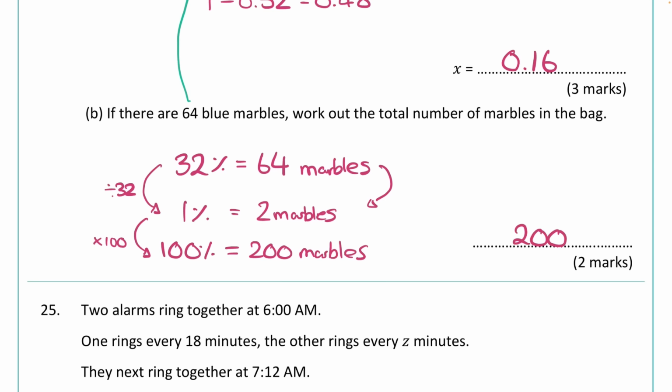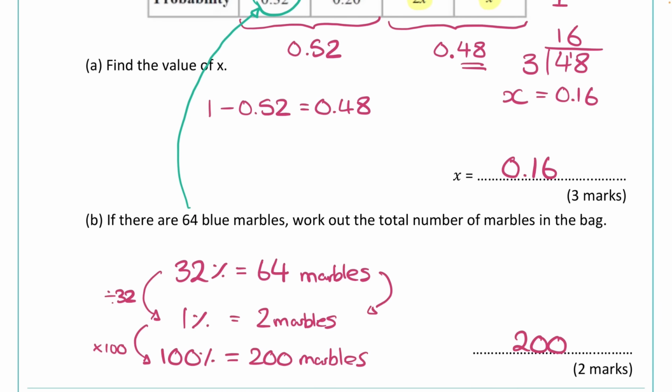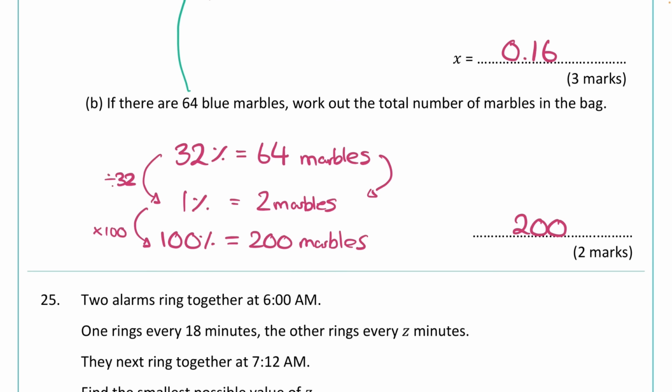So a bit of a reverse percentage there within the probability from a table question, which is always quite a tricky variation, quite a tricky question in terms of this topic there, but there we go, 200 marbles is our final answer.